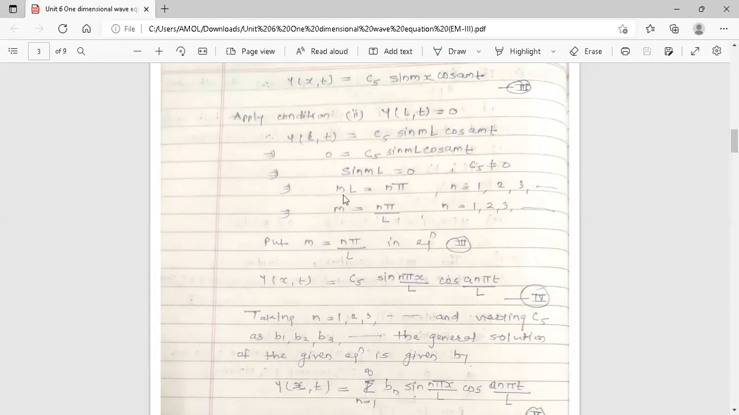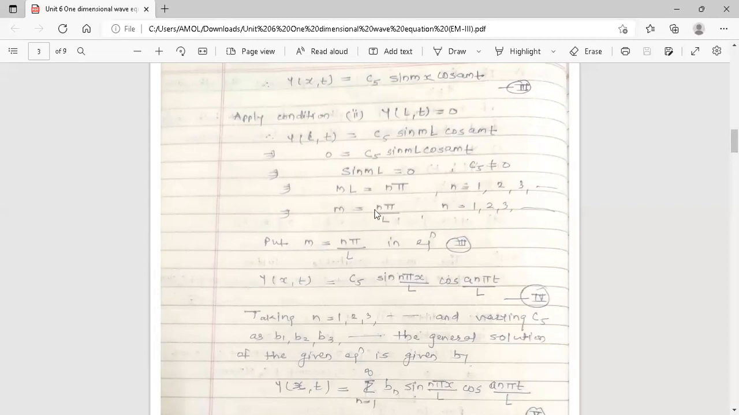So here we can say ML is equal to n pi, because sin ML is 0 and sin n pi is also 0, the angles are equal. ML is equal to n pi means M is equal to n pi upon l, where n is equal to 1, 2, 3, up to infinity.